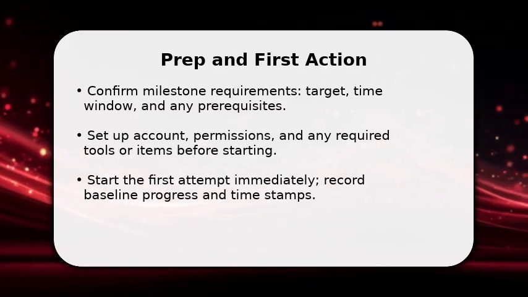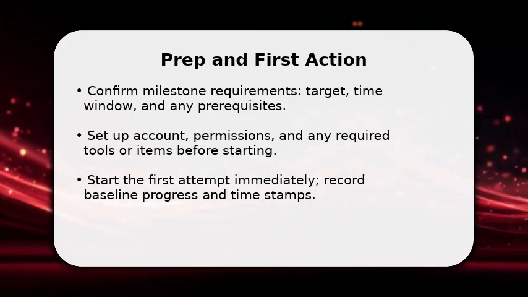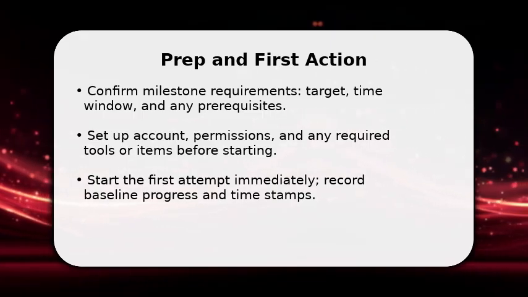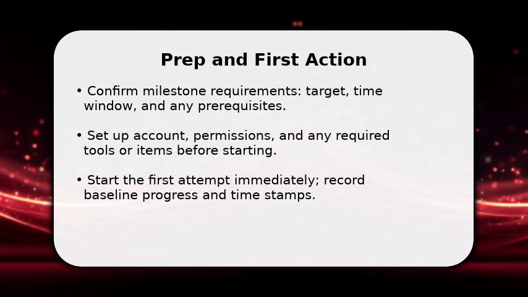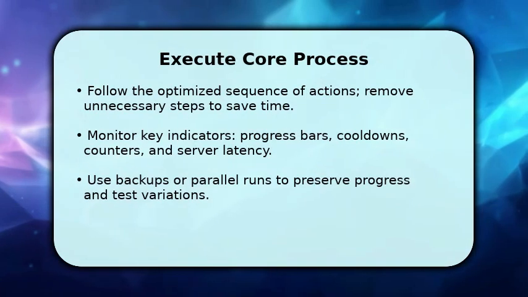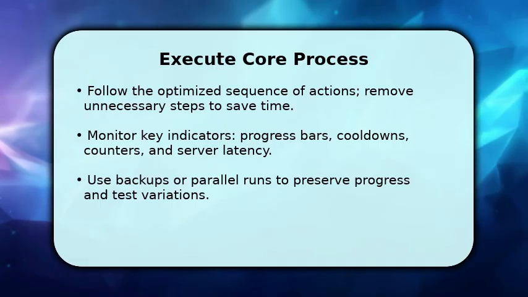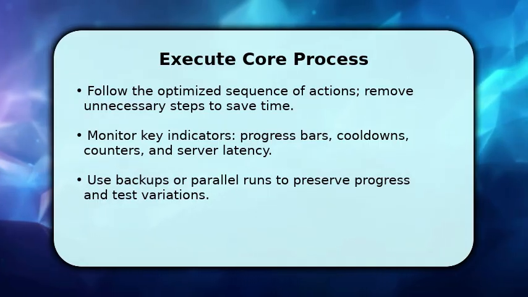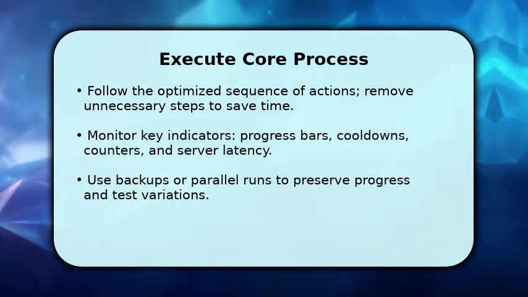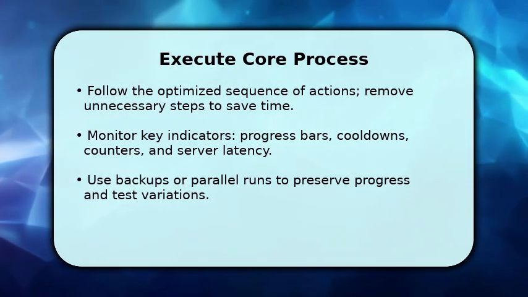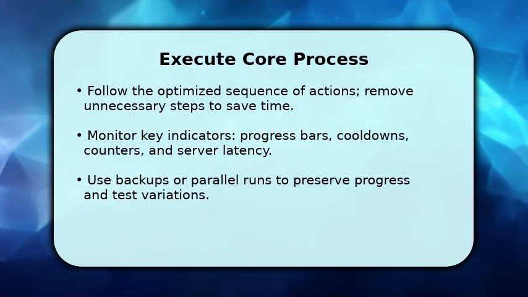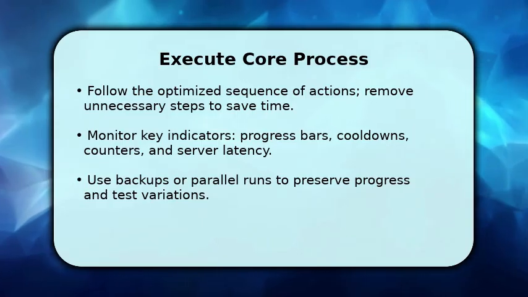Doing this gives you a baseline to compare future tries and shows whether prerequisites or timing need quick adjustment before you escalate effort. Once you have a baseline, perform the optimized core process that reliably advances the milestone. You should follow a trimmed sequence of actions, remove anything that doesn't contribute, so each attempt is efficient. While running, monitor indicators like progress bars, cooldowns, counters, and latency. These explain why attempts succeed or fail.